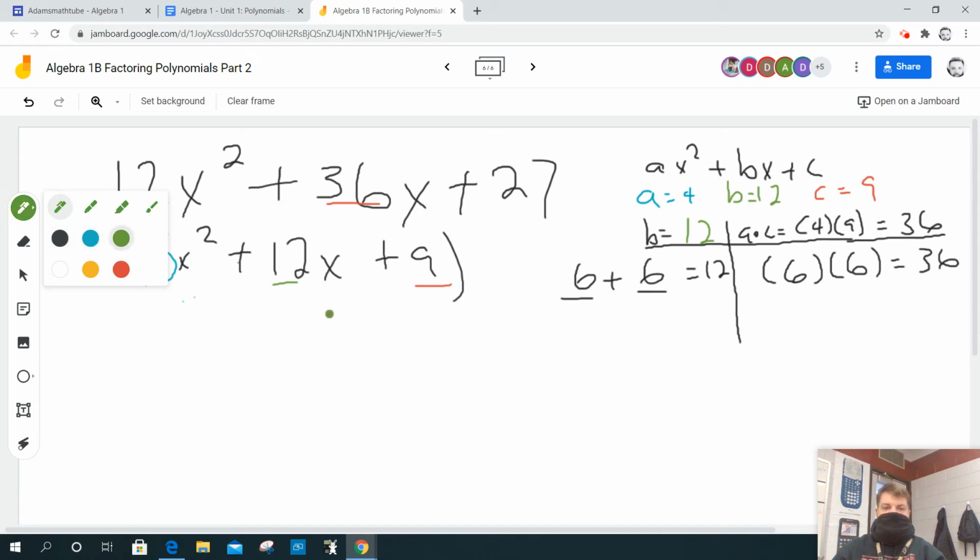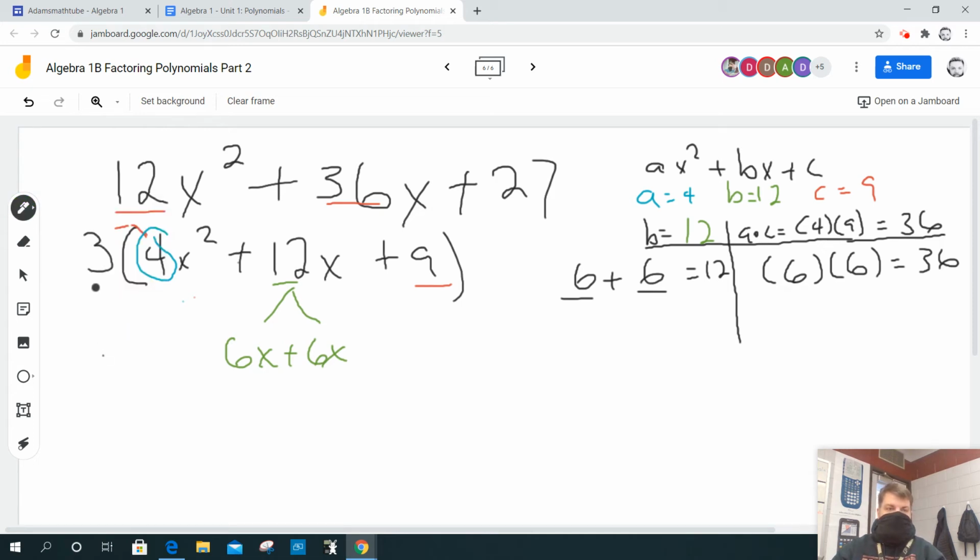And what I'm going to do is say 12x is the sum of 6x plus 6x. Now we can't get rid of the 3. The 3 hasn't gone away. We just pulled it out to the front. So I'm going to say 3 times 4x squared plus 6x plus 6x plus 9. So nothing's really changed. I just took 12x and split it up into 6x and 6x.